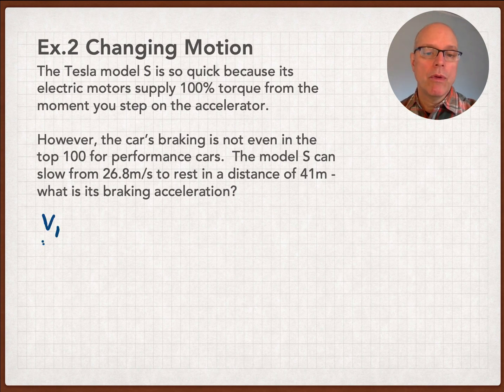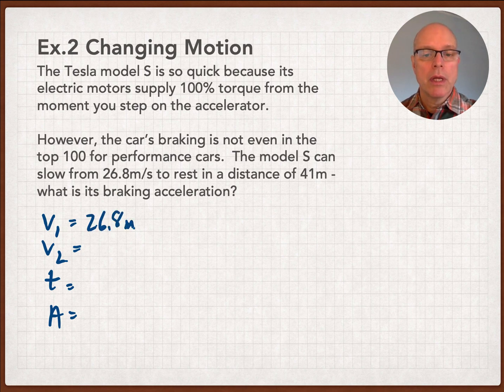So we've got V1, V2, and they're asking us now for its acceleration. So we're going to write down T and we're going to write down A. Let's go ahead and track all the numbers that they gave us. V1 is 26.8. So they're slowing the car down from that down to nothing. Did they give us a time? No, they didn't. Did they give us an acceleration? Nope. But they did give us the distance. So the distance down here is 41 meters.